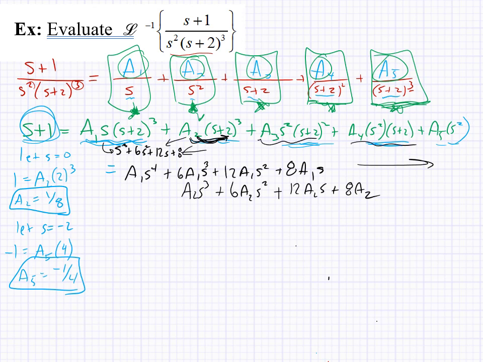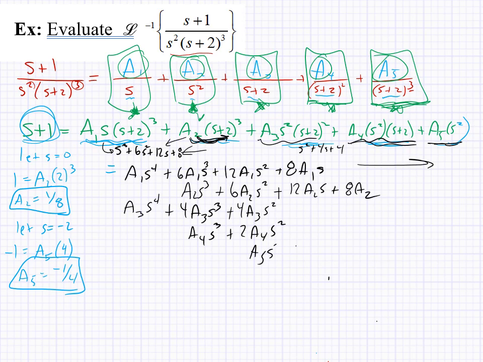And this is going to multiply out, and this is going to multiply out, and this is going to multiply out. So (s+2) squared is s squared plus 4s plus 4. So that's going to give me a3s to the 4th, then 4a3s cubed, then 4a3s squared. We're almost there. This one multiplied out gives me a4s cubed, then 2a4s squared. And the last one gives me a5s squared.